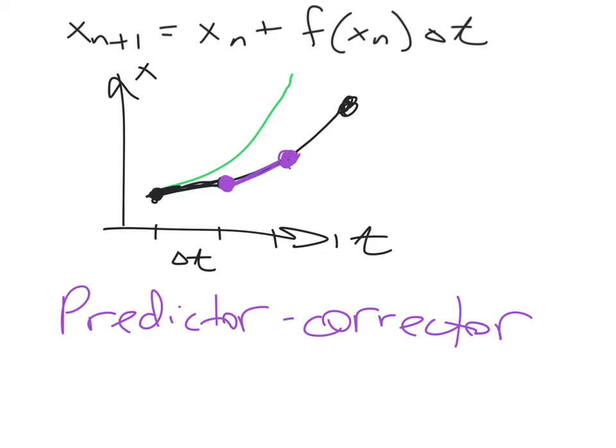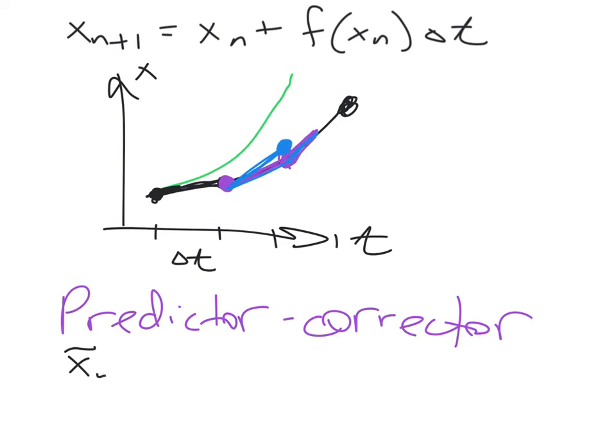So at this other point, we got a slope that looked like this. Why don't I take the average of this slope and that slope and use it to project forward? And that would give me something like this. So that's the predictor-corrector. We're predicting a value for x n, and then we're using that value to help us correct our prediction. In an algorithm, it looks like this.